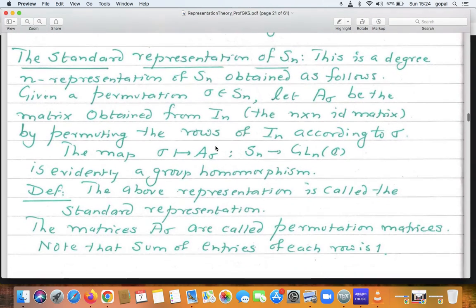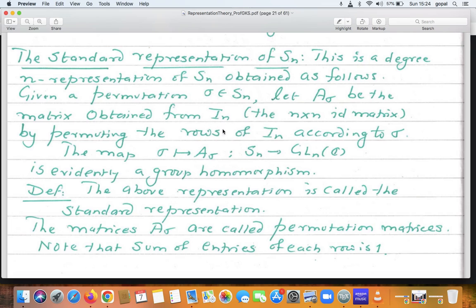Okay, the standard representation of Sn. This is a very important concept. Later on, we are going to see another notion called the regular representation. The standard representation and the regular representation are very different. One must take care not to confuse the two. It's common at the beginning to get confused between the two, but right away I'm pointing out that these are different. The standard representation. Well, how do I get the standard representation?